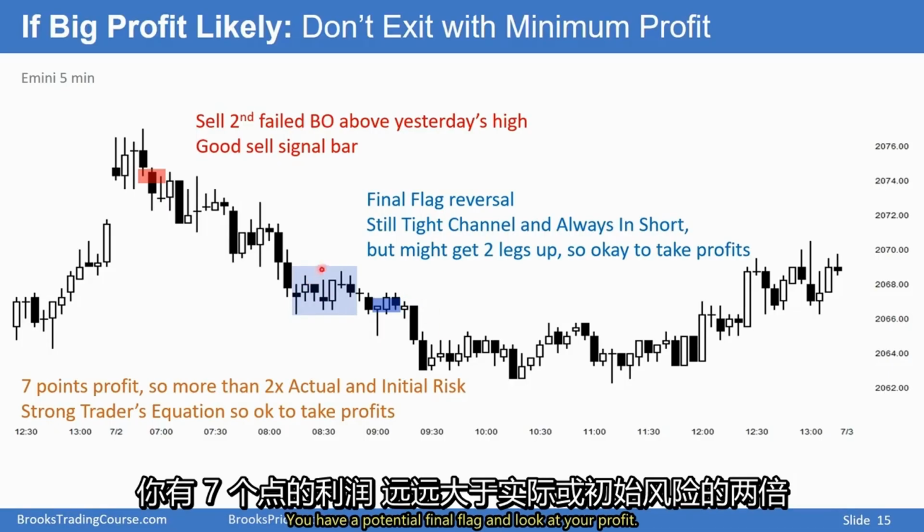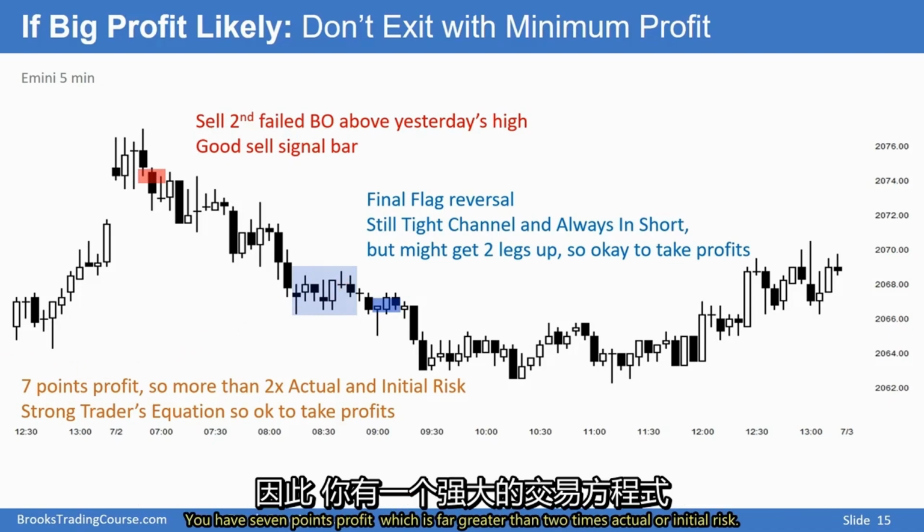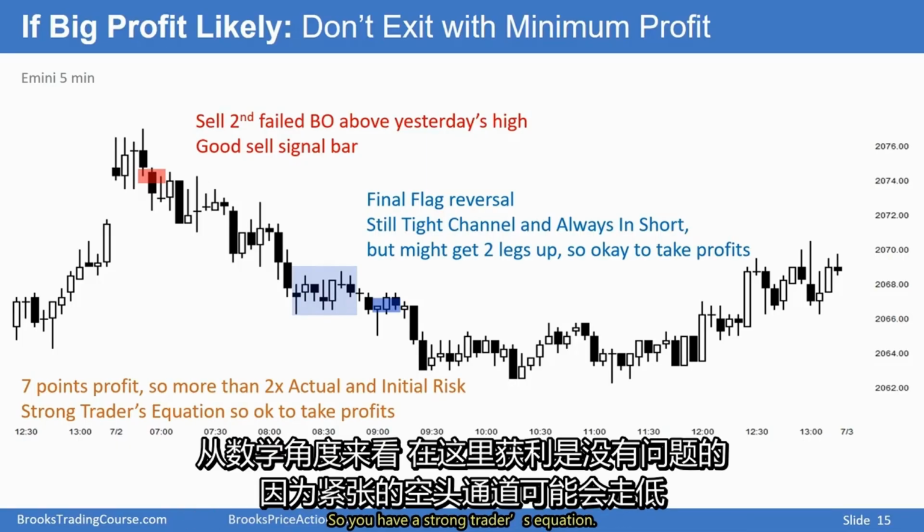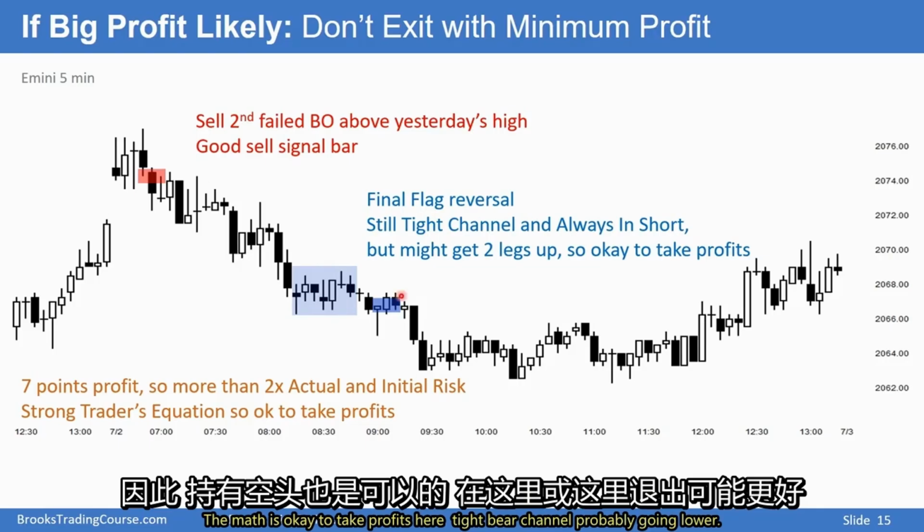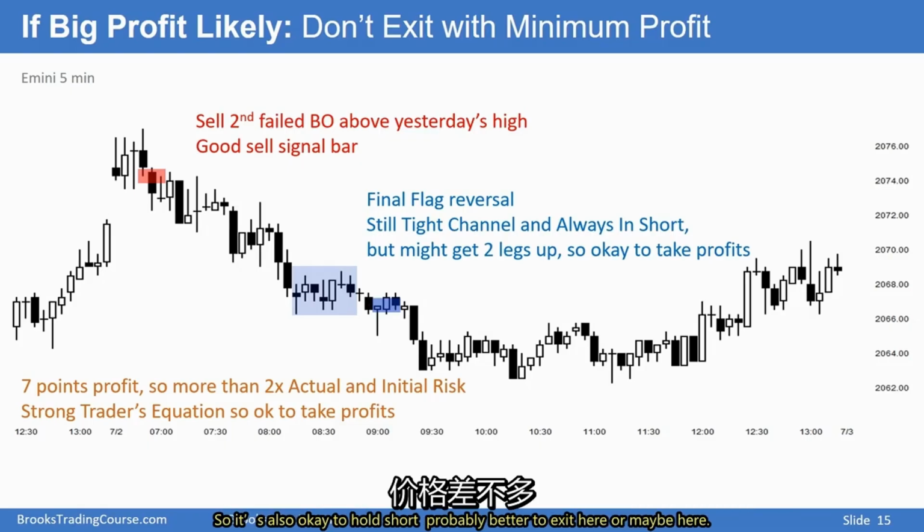You have a potential final flag, and look at your profit. You have 7 points profit, which is far greater than 2 times actual or initial risk. So you have a strong trader's equation. The math is okay to take profits here. Tight bear channel, probably going lower. So it's also okay to hold short.